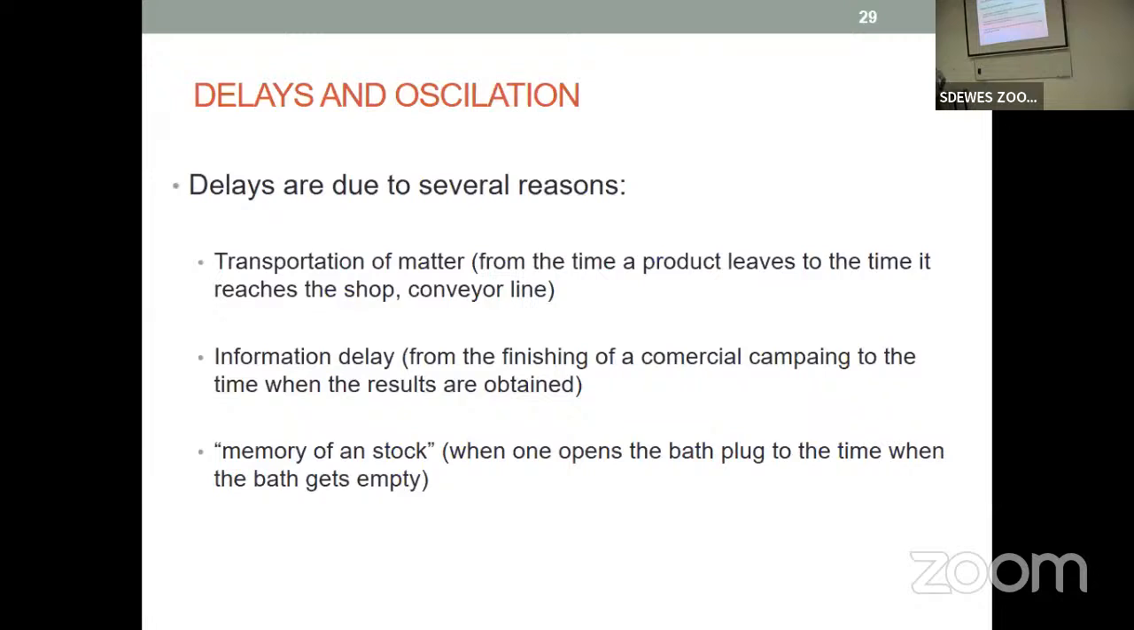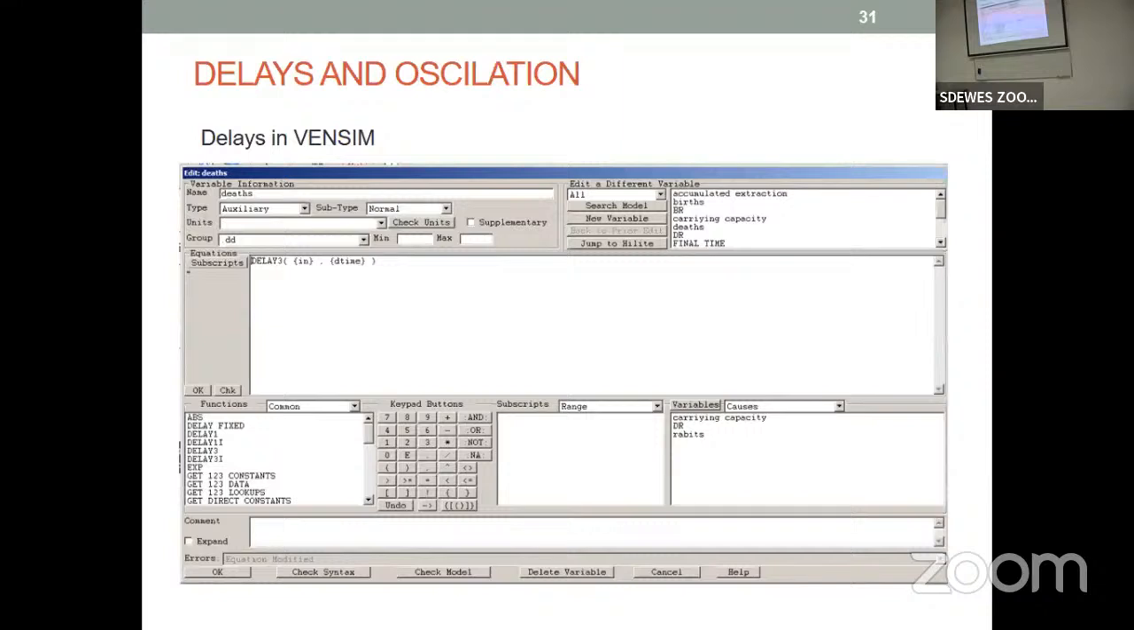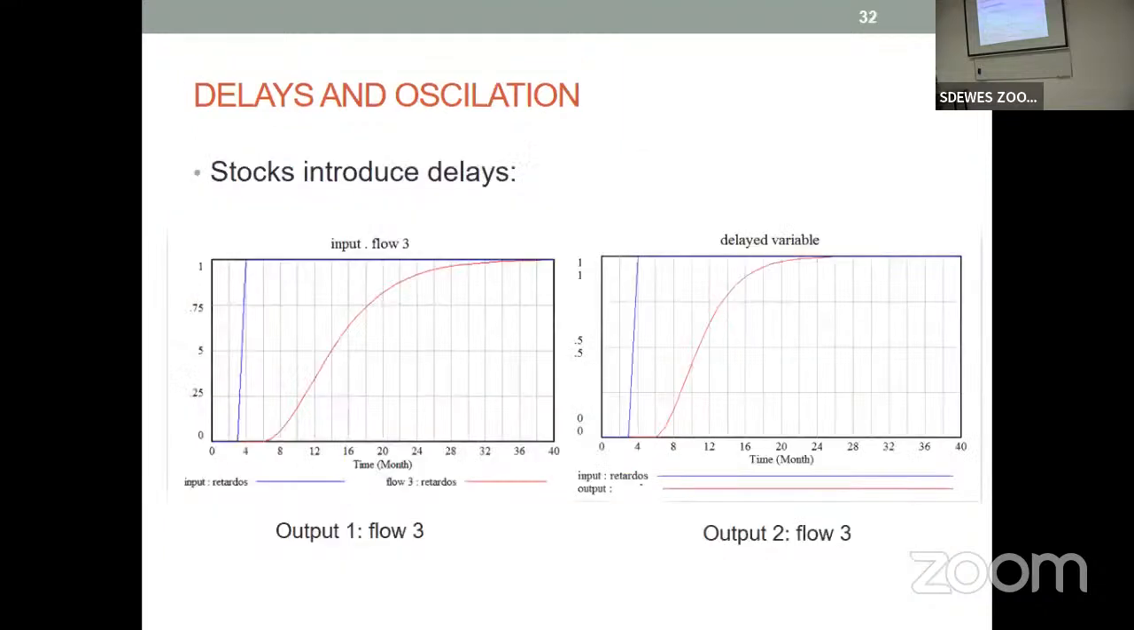The reasons I have mentioned may be due just to the transportation of matter. We need to transport matter from one point to another, or maybe just to delay of information, as in the case of the example I mentioned before. This is one of the examples in which we have 3 stocks, and we can introduce delays in different ways. Let me shift this part, because we are going to see later how to introduce these things in Vensim.